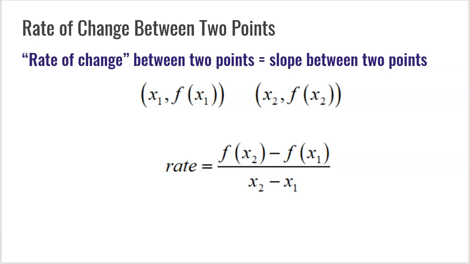You've got 2 points, x1, f of x1, and x2, f of x2. A lot of you probably used to call this x and y, but y we're now calling f of x. If you take x and plug it into the function, you get the output, which is y. So the rate of change between the 2 points is simply subtracting your outputs, or your y coordinates, on top, f of x2 minus f of x1, divided by the subtraction of your x coordinates, x2 minus x1. Really, really simple to do.